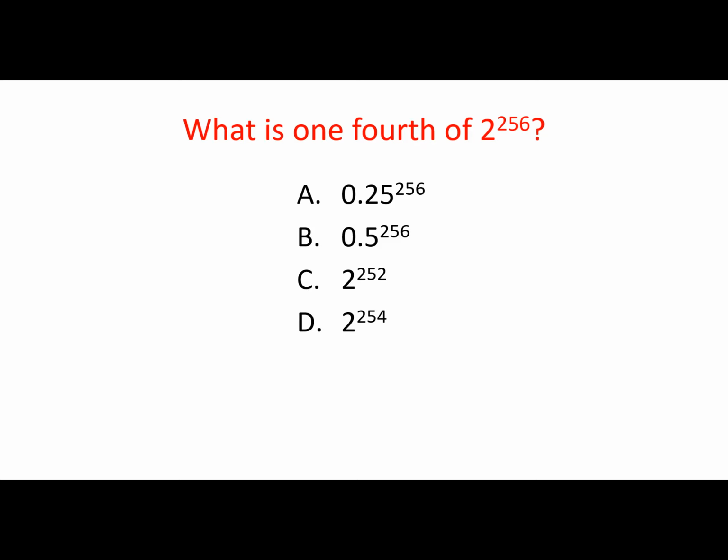We have a 7 for A, 8 for B, 7 for D. Nobody thought C was the right answer. Okay, the answer is in fact D. Because let's think about this for a minute. 2 to the 256 divided by 2 to the 2. 4 is 2 to the 2. And when you divide with exponents, you just subtract the exponents. So it's 256 minus 2 is 254. The answer is D. Are you good with that? Got a little tricky math? Do that without a calculator.